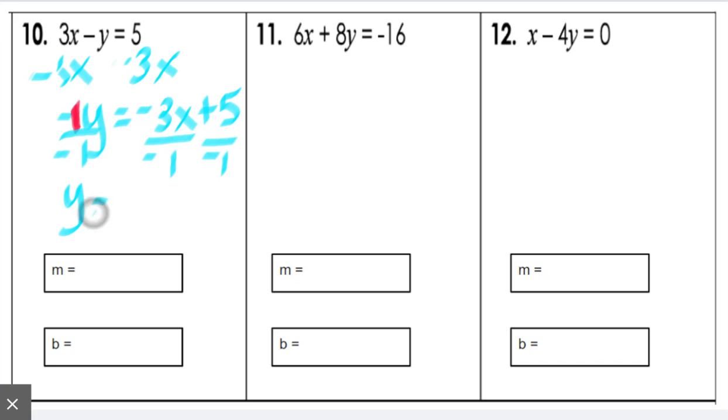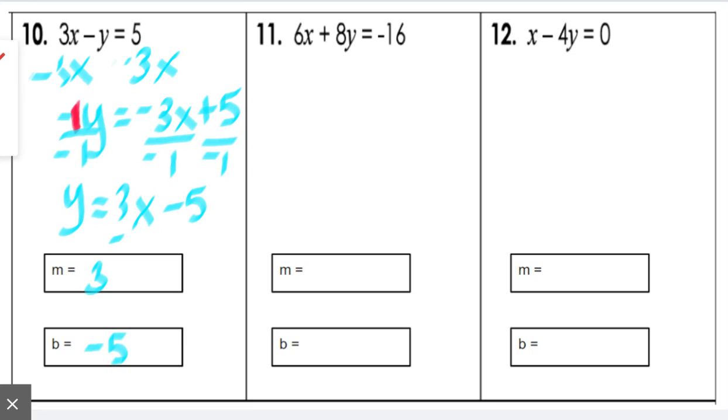So then we would have y equals negative divided by negative would make that positive 3x. And then plus 5 divided by negative 1 would make that negative 5. So now we identify our m and our b. So our m is 3, and our b is negative 5.